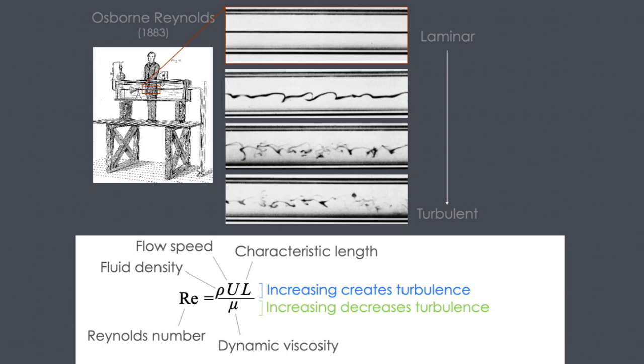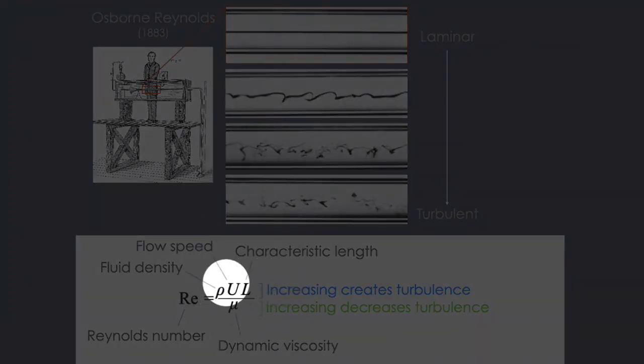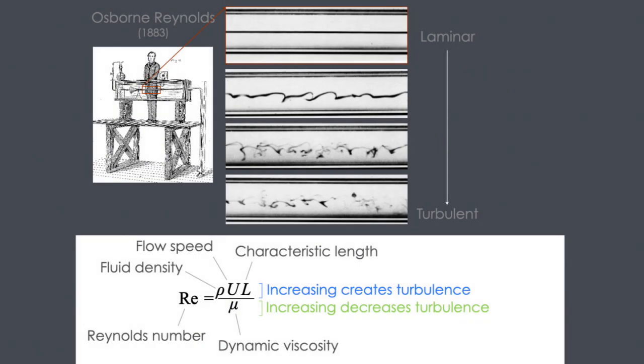So the stuff in the numerator would tend in these experiments to increase turbulence, versus the viscosity will tend to decrease the turbulence. And he discovered that this sort of magic ratio at a certain value of the Reynolds number will create a turbulent flow. Okay, and this range of Reynolds numbers.